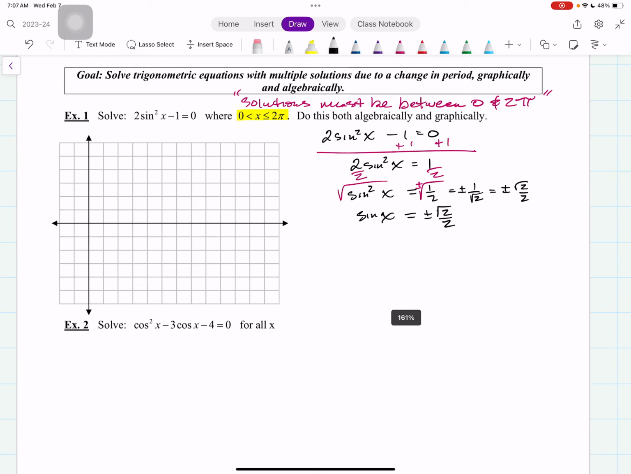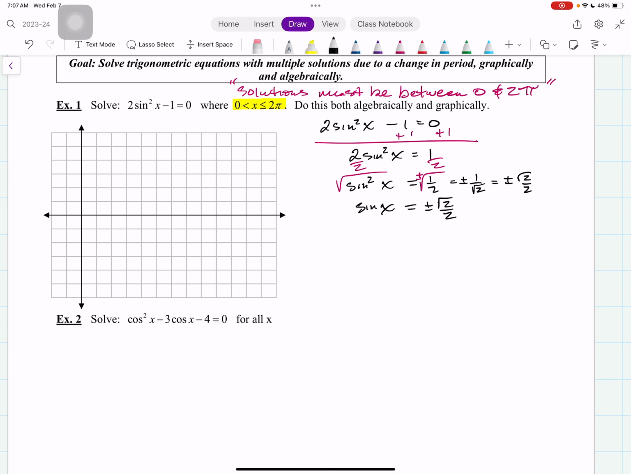Now, this actually gives us two equations: one where it's positive, one where it's negative. So I'm going to split it up just so you can understand what's going on. We need to solve the equation sine x equals rad 2 over 2, and we need to solve the other one where sine x is equal to negative rad 2 over 2.